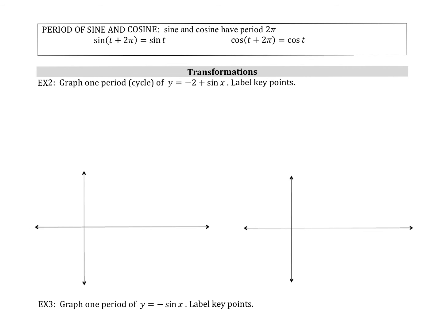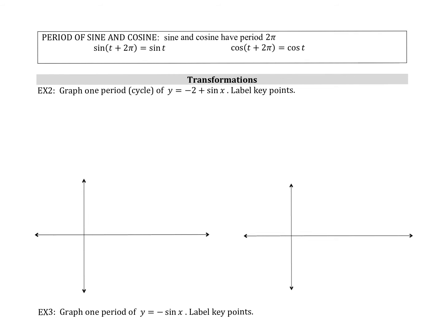Let's take a look at example 2. Graph one period, or one cycle, of y equals negative 2 plus sine of x. Label key points. Usually what I'll have you do is graph each transformation separately on the graph, and we'll note the differences in the points as we go along. Normally, it's good to graph between 3 and 4 points for each graph, and usually I'll indicate that on an exam. So first off, let's start with the parent function, which is y equals sine of x.